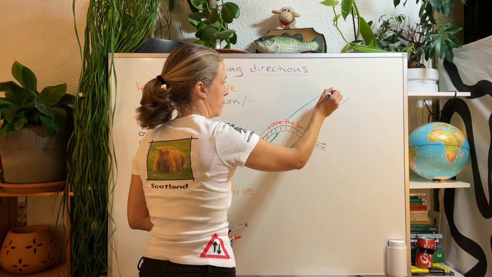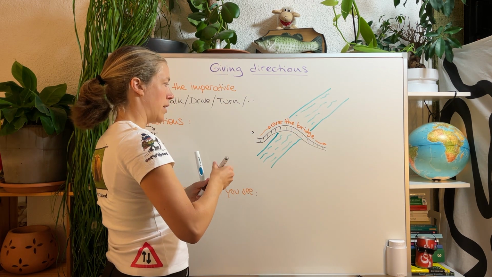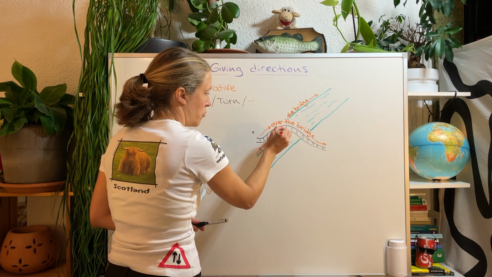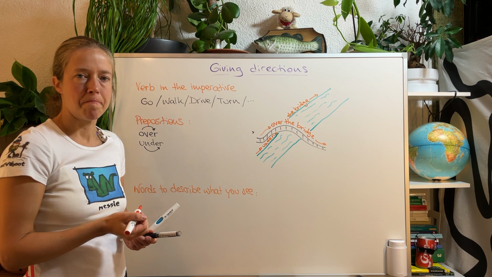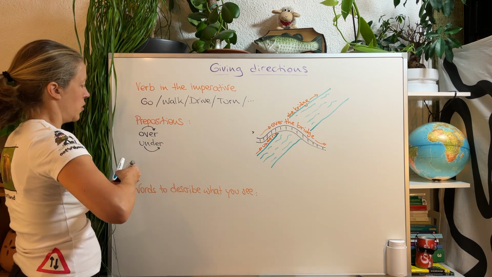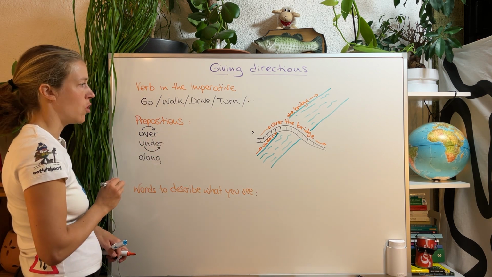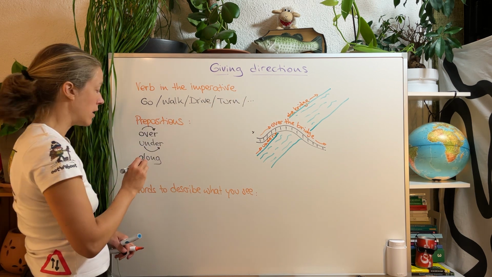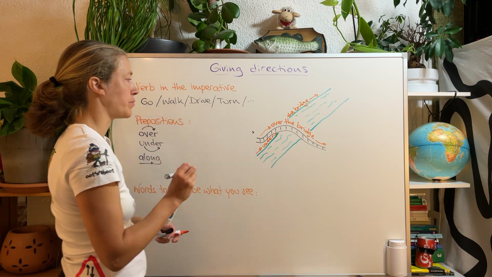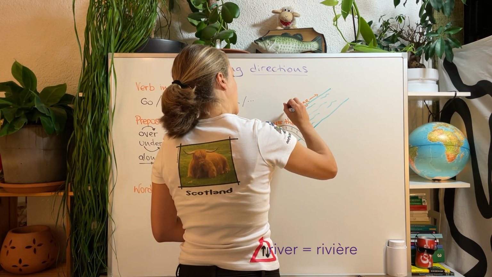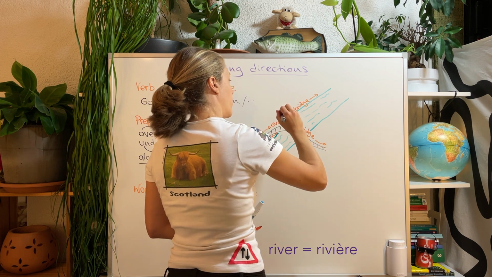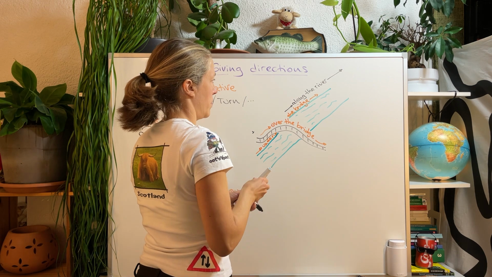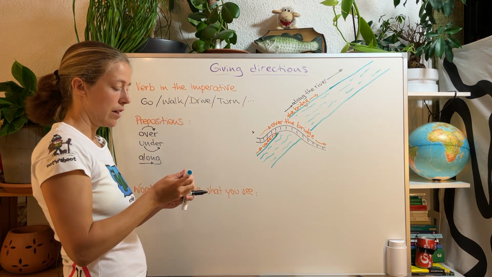Imagine there's a river. You could have a walk under the bridge here. You go under the bridge. Okay. Now, you could say along. For example, walk along the river. Le long de la rivière. Along. Here you could say, walk along the river. Le long de la rivière.